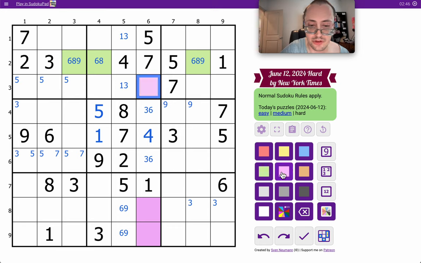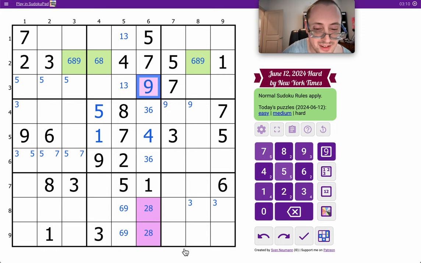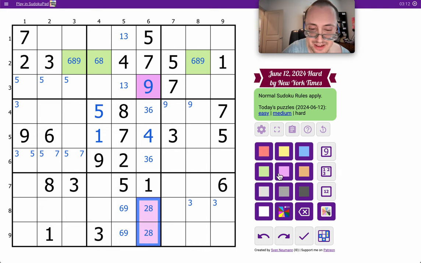I'll put the purple cells there, because that's a more useful marking. I can't immediately resolve it. 2, 8, 9. Although these aren't 9 because of this. So, this ends up, yeah, these aren't 9 because of this, and so that one is a 9, and, well, again, I can take the purple markings off.